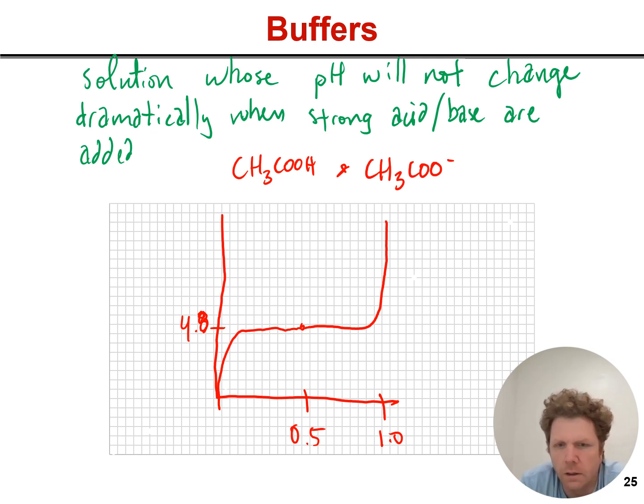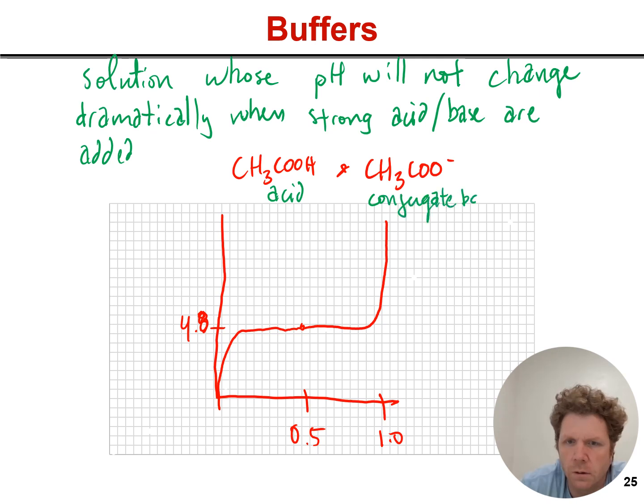Well, you can make a buffer from acetic acid because you have an acid and a conjugate base. Okay, so you have a balance of these two species. Now, the thing is, you have to be thoughtful of basically how much of acid and base is present in here.